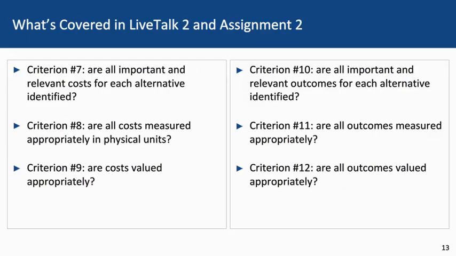Assignment 2 on Live Talk 2 will ask you to evaluate a cost-effectiveness study and to consider whether the researchers identified and used all relevant costs for each of the alternative interventions being evaluated, whether they measured and valued those costs appropriately, and whether they identified, measured, and valued outcomes appropriately. These topics are encompassed in criteria 7 through 12.